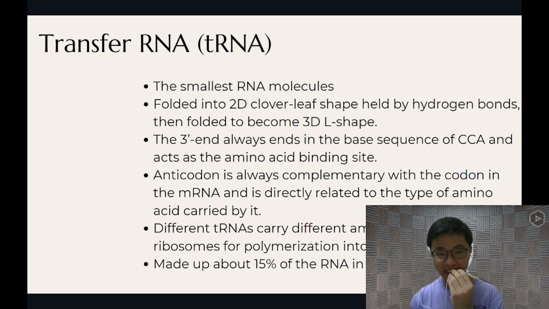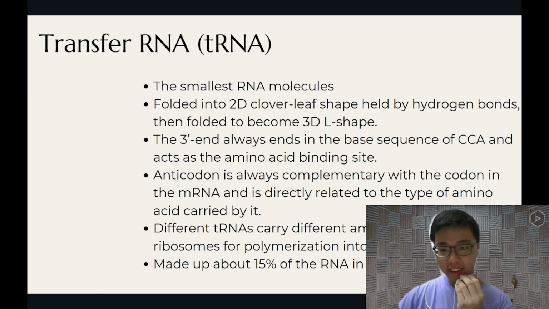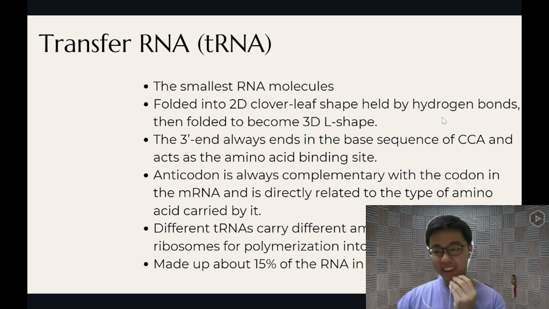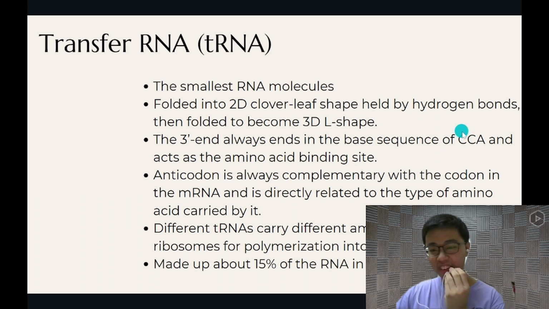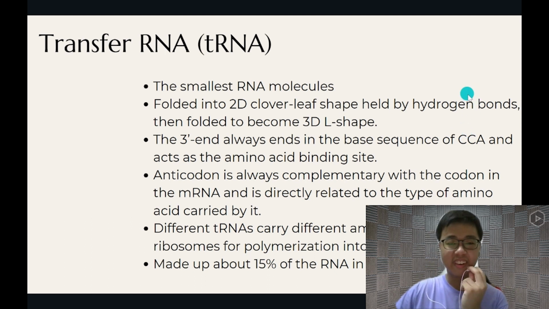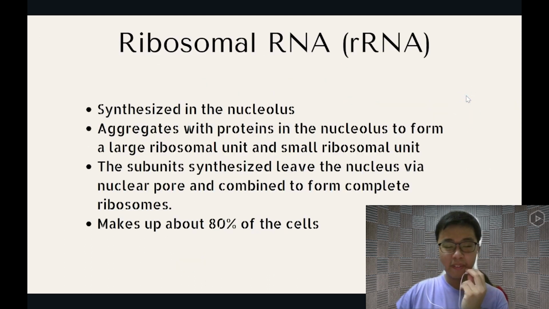Transfer RNA is the smallest RNA molecule, folded into a 2D cloverleaf shape held by hydrogen bonds, which will then fold to become a 3D L shape. The 3' end always ends in the base sequence CCA and acts as the amino acid attachment site. Its anticodon is always complementary to the codon in the mRNA and is directly related to the type of amino acid carried by it. Different tRNAs carry different amino acids to the ribosome for polymerization into a polypeptide chain. They make up about 50% of the RNA in the cells.